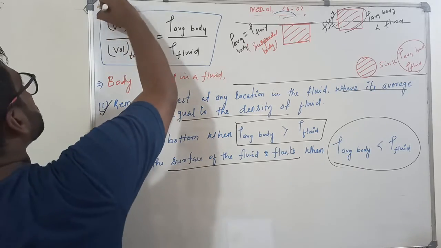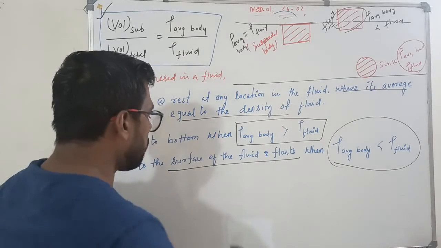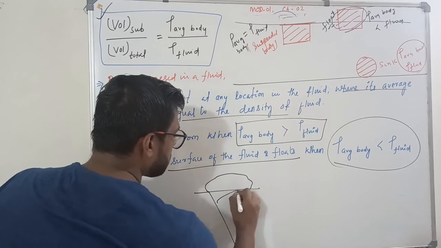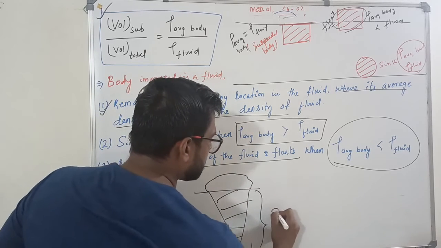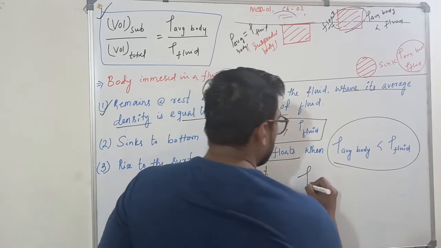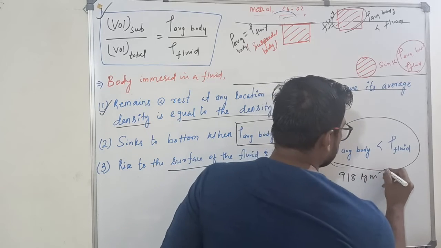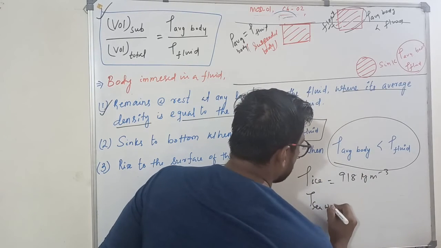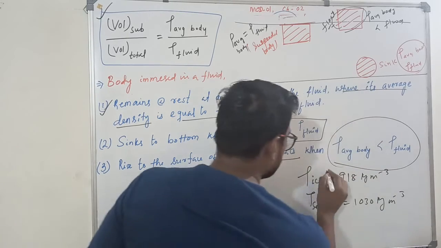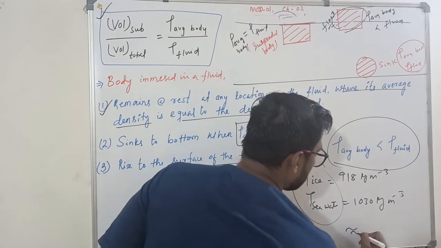The same you can use for the Titanic, the iceberg problem. Normally in an iceberg, only this portion is visible, but this portion is not visible. How much is this? Nearly 90%. How much is this? Nearly 10%. Why? The density of ice, let us say, is 918 kg per meter cube. The density of sea water is nearly 1030 kg per meter cube. So you take the density of ice by the density of sea water.